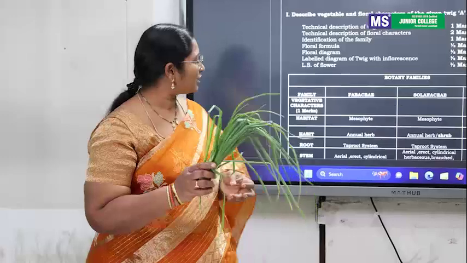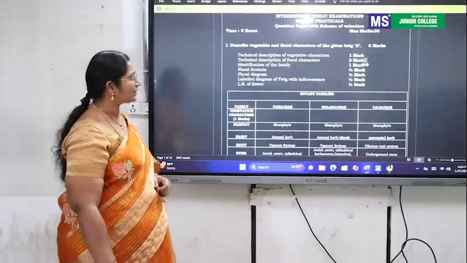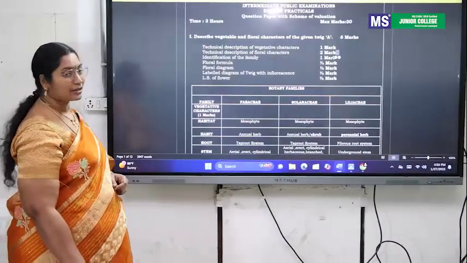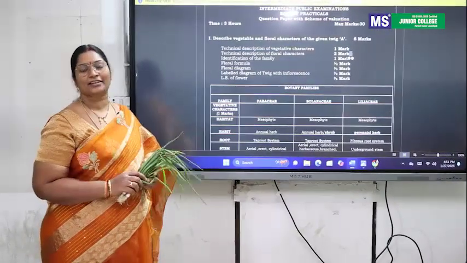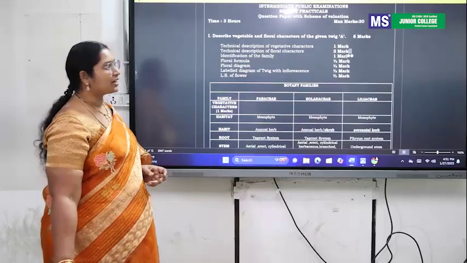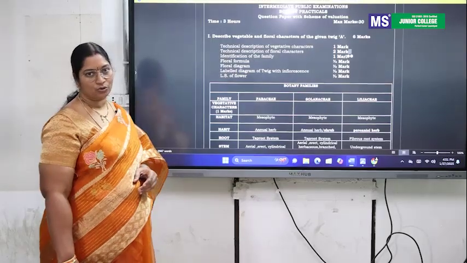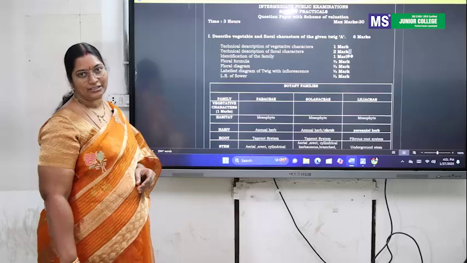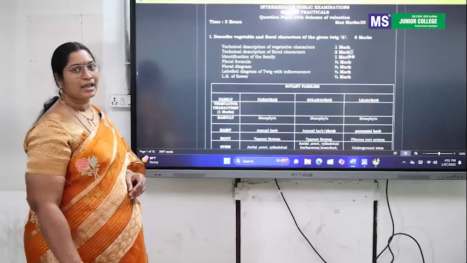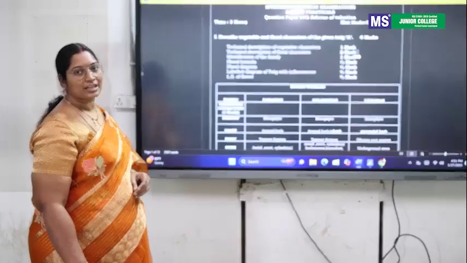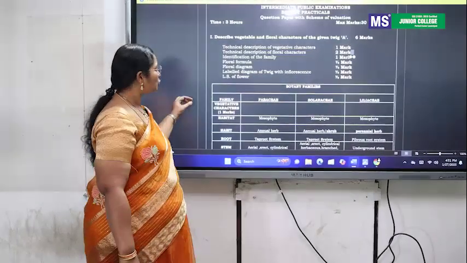After this you need to immediately draw the twig diagram with inflorescence, for which there is half a mark. After that, you have to say which vegetative characters you are using to identify this particular twig as belonging to so-and-so family. Then we need to find the floral characters also, that means calyx, corolla, androecium, gynoecium. We need to describe everything in your examination paper. For that we have 2 marks.